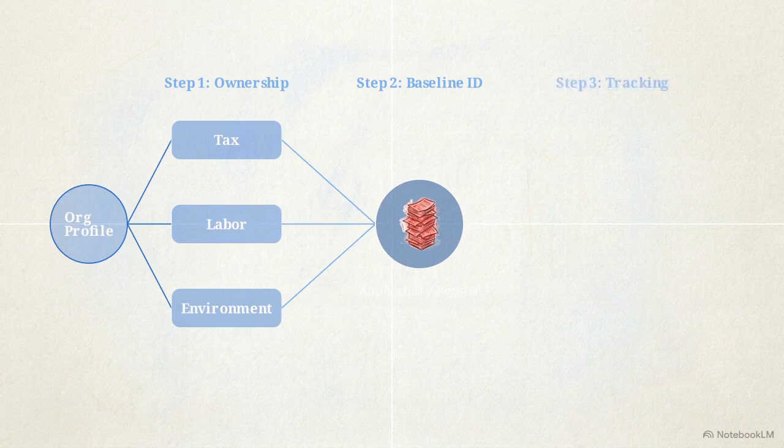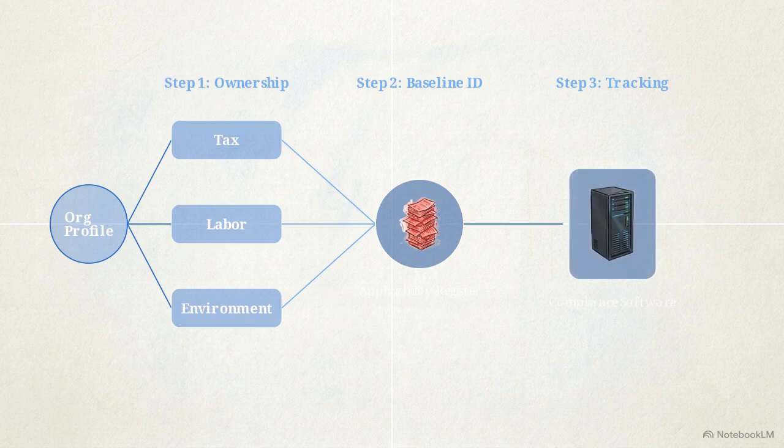Next, we map Step 3, the tracking mechanism. We need to verify the actual tools the business uses, whether it's compliance software or a master tracking spreadsheet, to monitor daily, monthly, and annual deadlines.